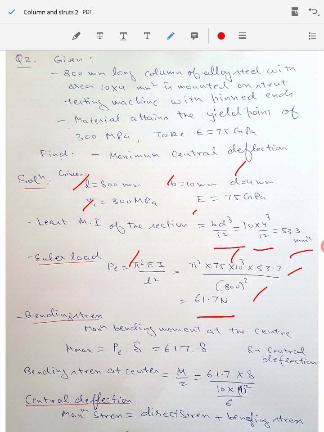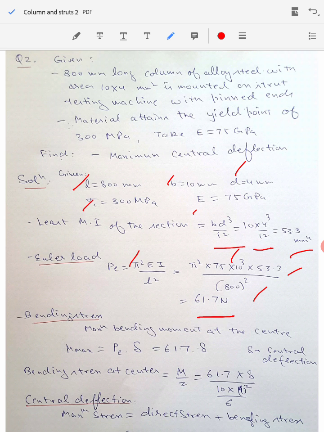So this is the amount of load which can be applied axially on this strut machine before the column starts buckling, or the column starts buckling at this load only, right? So this is the maximum load that is being applied on this machine. So what will be the value of the bending moment because of this Euler's load?